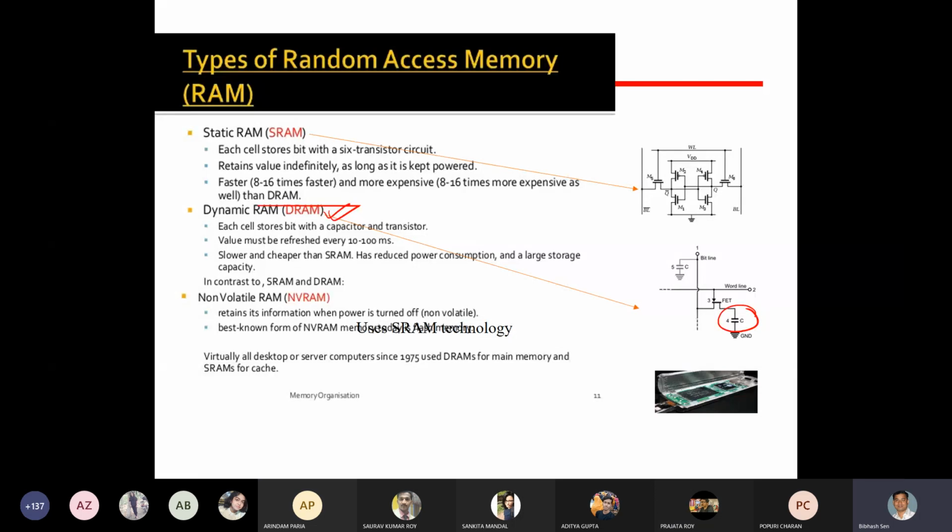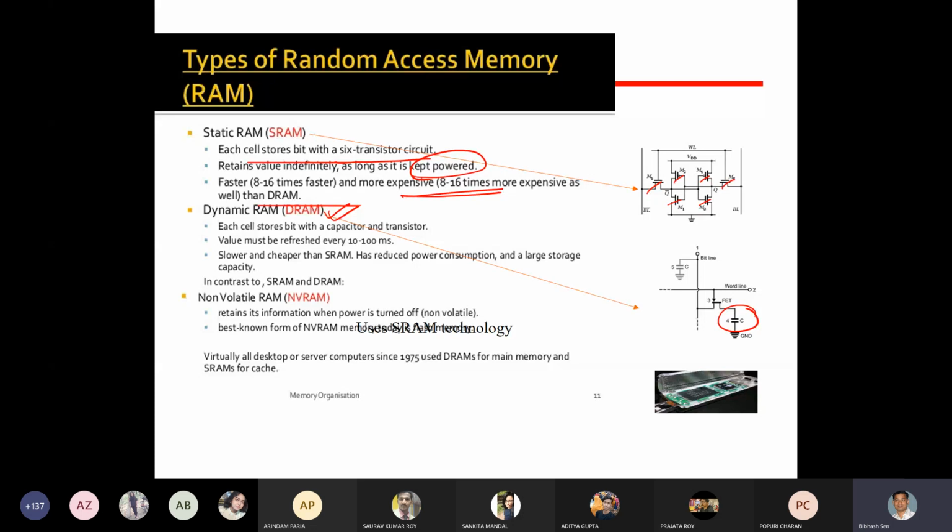Okay, after that you will find that I am doing the concept of static RAM. Each cell stores a bit with a six-transistor circuit. So here you will find 1, 2, 3, 4, 5, 6 transistors. It retains its value indefinitely as long as power is kept on. It is faster but more expensive. If I make SRAM-based designs everywhere, the cost of the product will be very high, beyond the capacity of a normal person. That's why mostly we go for DRAM.